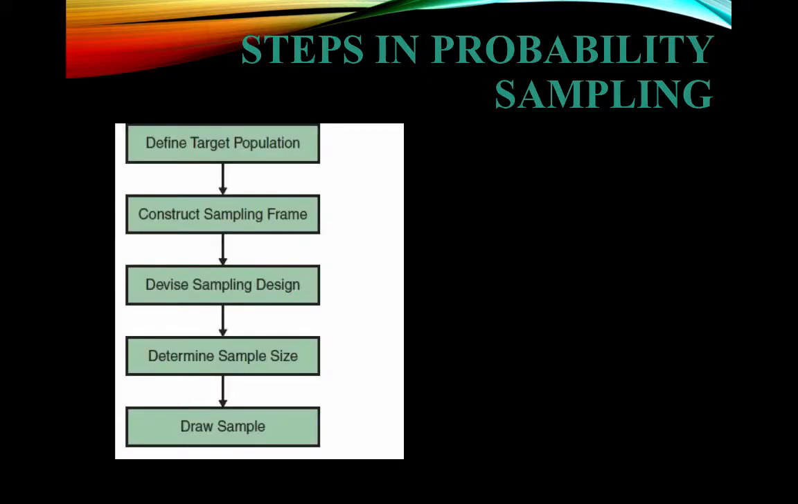Okay, so the next step in your process of probability sampling is defining the target population, or the people that you're trying to study. And then you need to construct a sampling frame, which is your basis for how you're going to sample, devise a sampling design, determine the size of your sample, and then the fun part, actually draw that sample and collect some data. So we're gonna go through each of these in detail in the next few slides here.